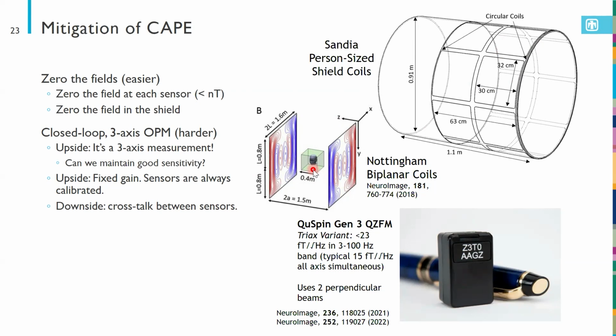The upside is you get a 3-axis measurement. That's great. And then you can operate it in closed loop. And then you also get fixed gain. The gain is set by the coils and not by some atomic parameters that can drift. A potential downside is there's crosstalk between the sensors. So if you have a sensor that you're applying a magnetic field inside of, that field can leak out and affect sensors nearby.